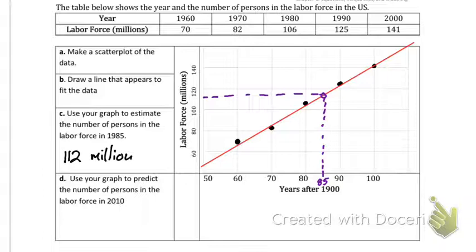Especially in this last one, it says use the graph to predict the number of persons in the labor force in 2010. Well, that's even off our graph. That's 110. Let me go ahead and pick green. So that means we'd have to run all the way up this line. Match about there, which is almost right on that line. So I'm just going to say that's 140 plus 20, so that's 160 million.